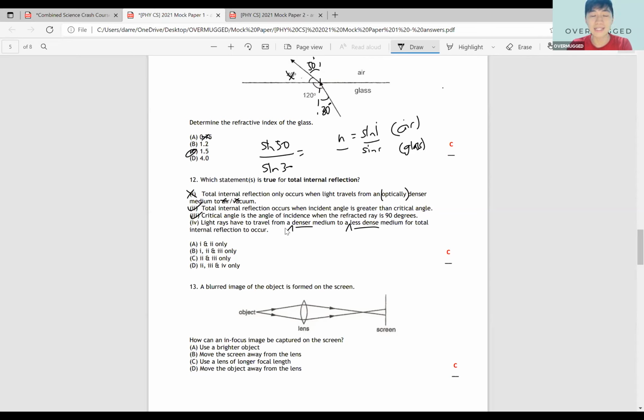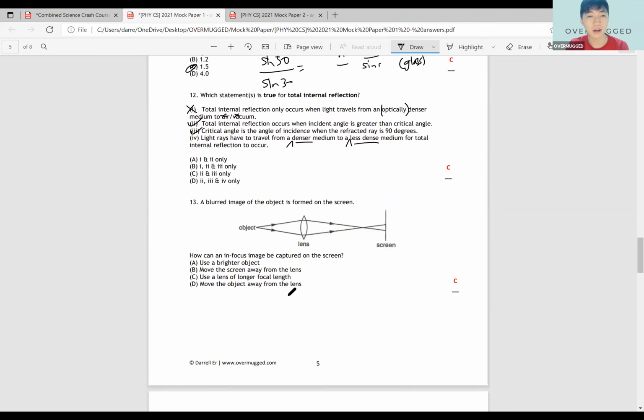Because optical density is about the speed of light in the medium. Density is mass over volume. So in other words, if there is a Section A question asking you to state the conditions for total internal reflection, don't forget that you always have to include the word optical density. So optically denser to optically less dense.